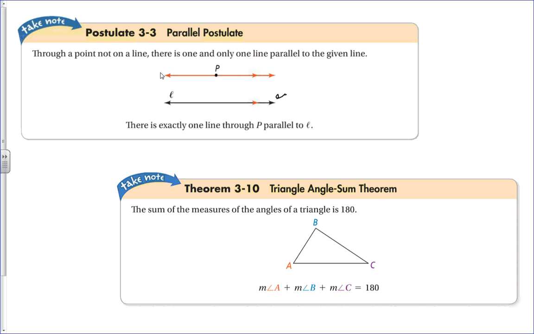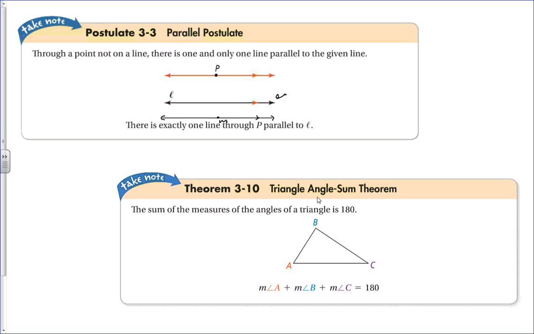Okay, so this red line is the only line you can draw through point P to make it parallel to L. If I draw another point down here, say we call this M, there is exactly one line that I can draw through M that is also parallel to L. Let me put my little arrowhead to indicate parallel, because these little arrows indicate parallel. So, if you have a line and you draw a point somewhere not on that line, there is only one line through that point parallel to your given line.